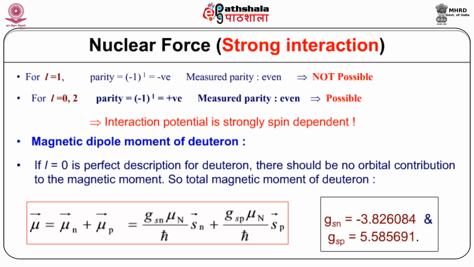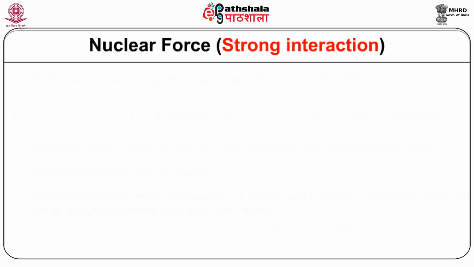The expression is given by this one, where g_sn = -3.826084 and g_sp = 5.585691. These are the free neutron and free proton g-factors. Nuclear force, strong interaction.